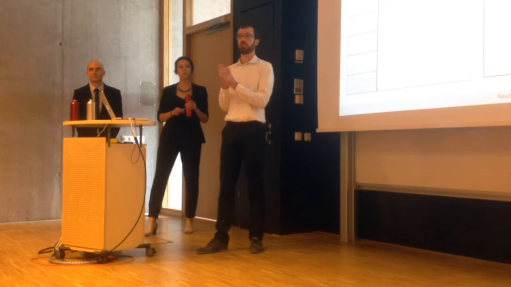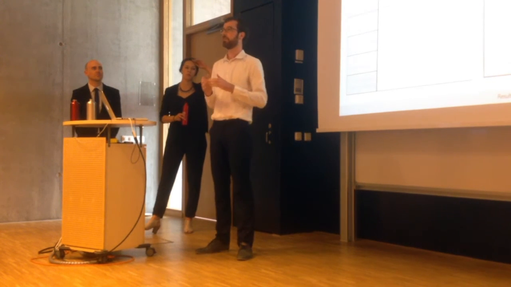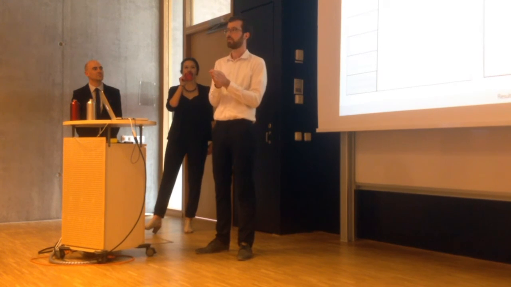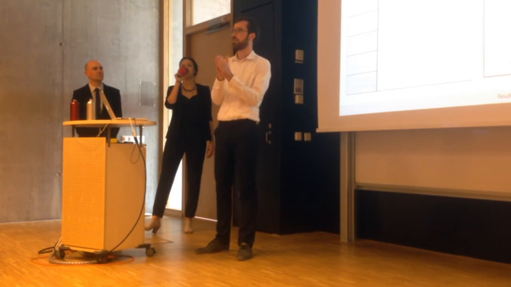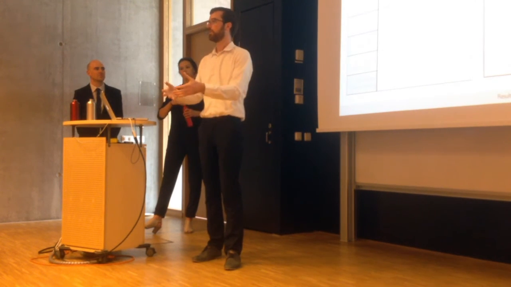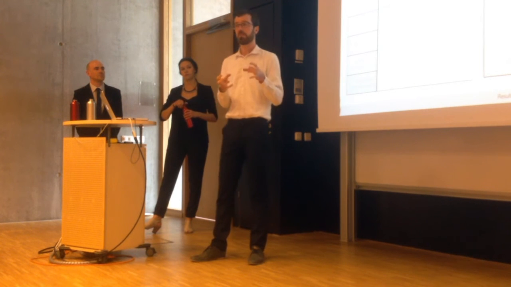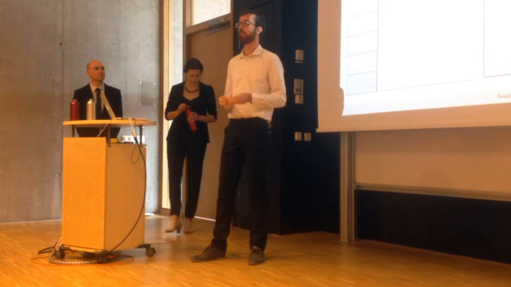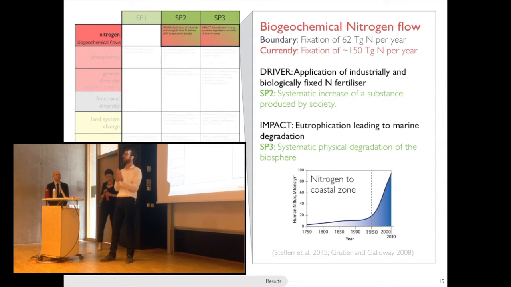Well, first it's important to understand that this boundary has been severely transgressed, and the point at which it intersects with an SP can be understood as, for example, at the driver level. So where is this nitrogen applied? Well, at soils. So this substance which we produce in society is systematically increasing in the biosphere at the point of application to agricultural soils. So there's a first intersection with SP2 at a driver level.